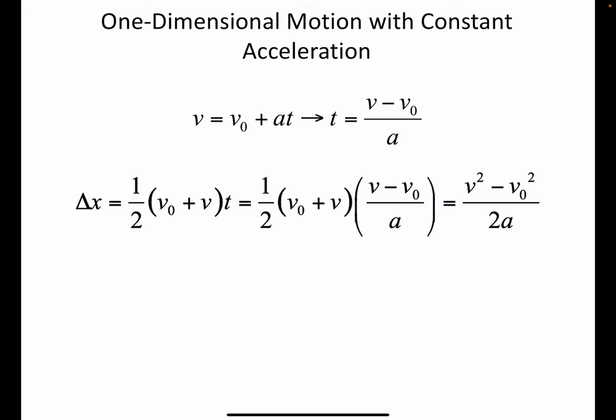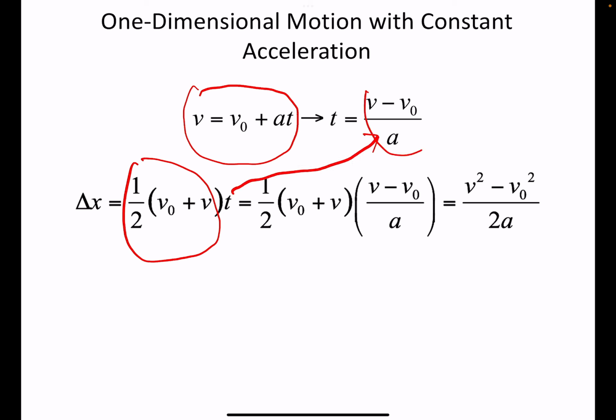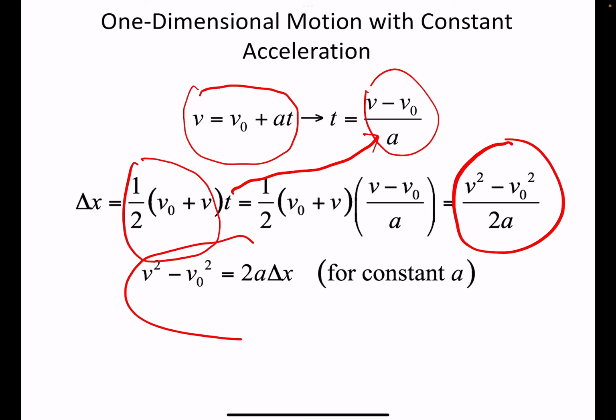Now we can do another replacement. From the first kinematic equation we learned, we can write t as the change of velocity divided by acceleration. So displacement equals average velocity times time. Now we can replace the t by what we have on the right-hand side, and after some algebra, we find displacement equals this. Rearranging this equation, we have the last kinematic equation we want to show.